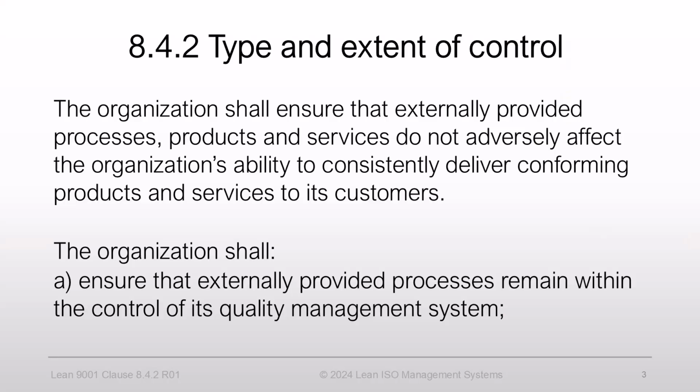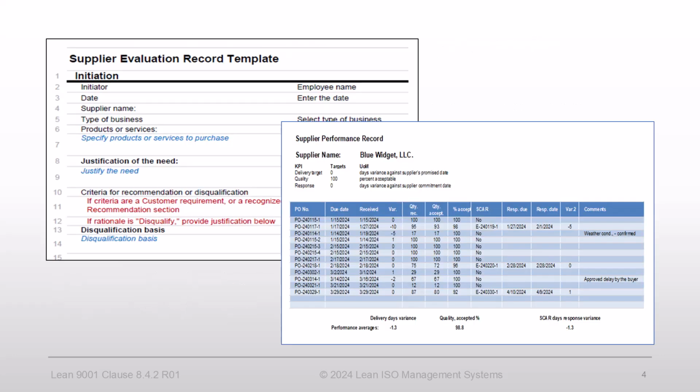Clause 8.4.2 requires the organization to ensure that externally provided processes, products, and services do not adversely affect its ability to deliver conforming products and services to its customers. And, the organization shall, a. ensure that externally provided processes remain within the control of its quality management system. We have already addressed these two requirements in the previous videos by creating supplier evaluation and monitoring processes. If you missed those clips, visit our channel and catch up.